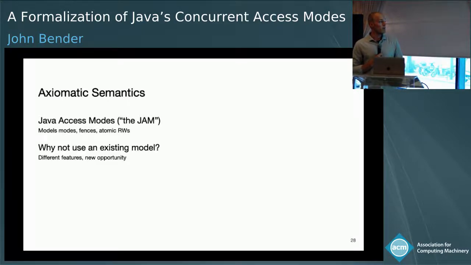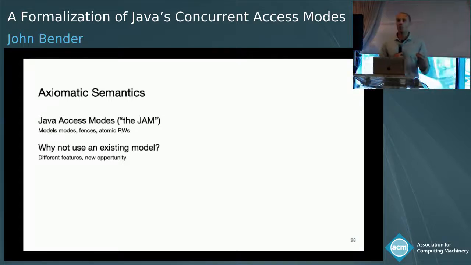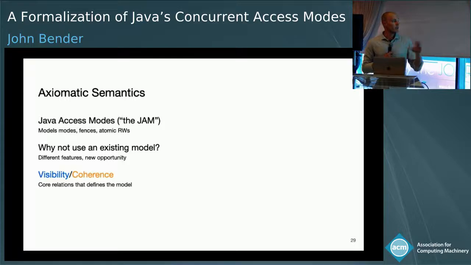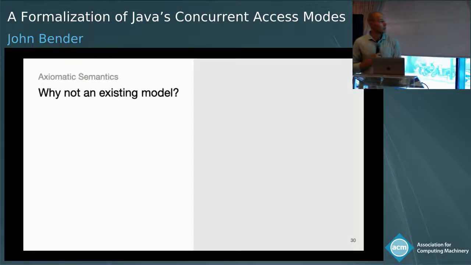And if you're familiar with memory model research, one question you may have is, if there's been all this intervening research, why not use something off the shelf? We'll talk about the features that make this a good opportunity to do something new. And then finally, I'll give you a flavor of the two core relations in the semantics that make it work. So to start, let's address this question about why not use an existing model.